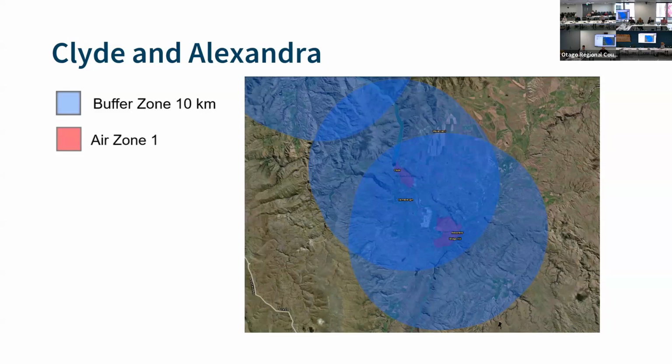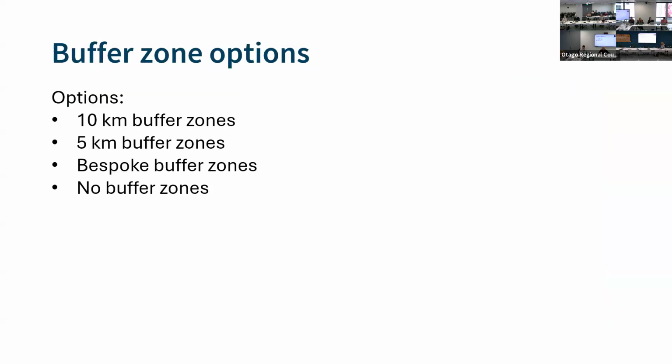Yes, we can move on to the options maybe. Yeah, so we could go with a set distance, or we could have a bespoke buffer zone where we take into account things like land use type and topography, or we could have no buffer zones. And there could be a variation based on the towns as well. So let's say we could possibly choose a 10K buffer for town X, but a very bespoke buffer for a different town. So there's endless possibilities.